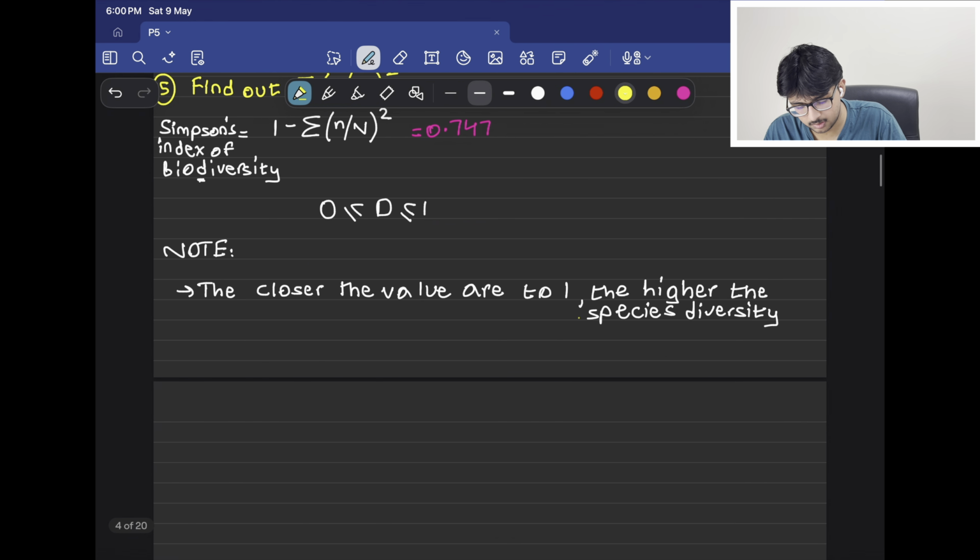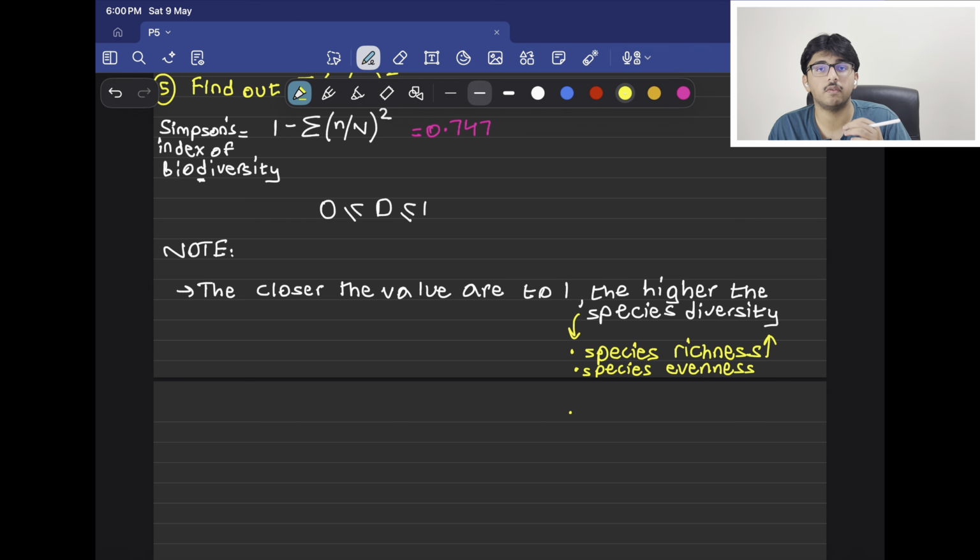So when you know this, you can now say that the species richness is going to be higher. And on top of that, the species evenness is going to be higher. And there is one more thing as well, and that is you now have a more stable ecosystem. Let's understand this point, and this is really, really important.